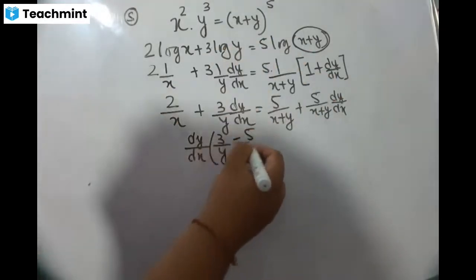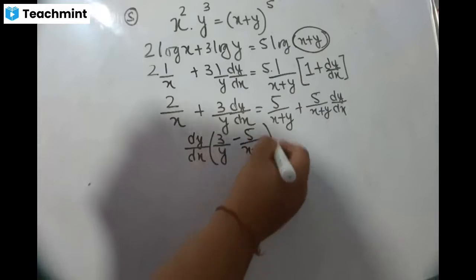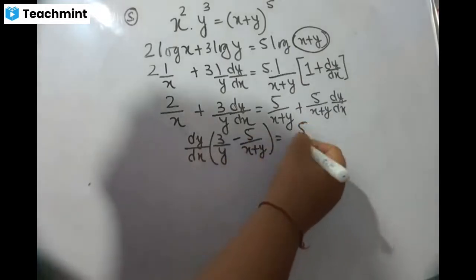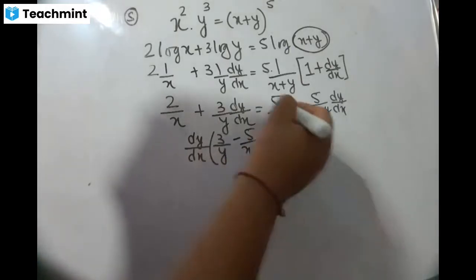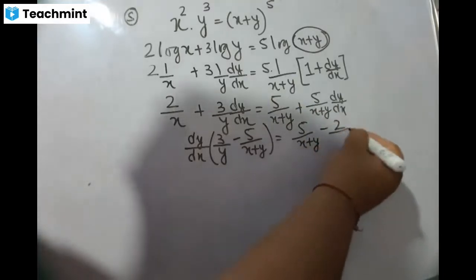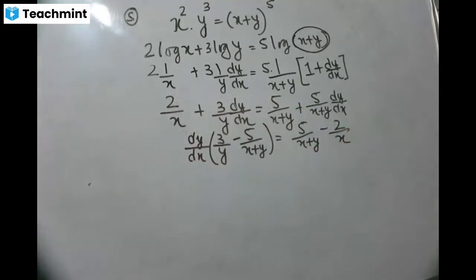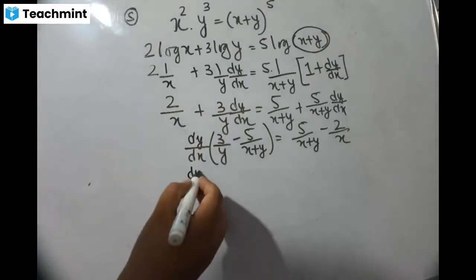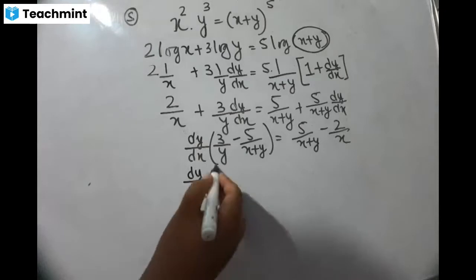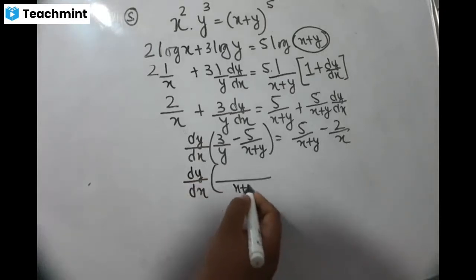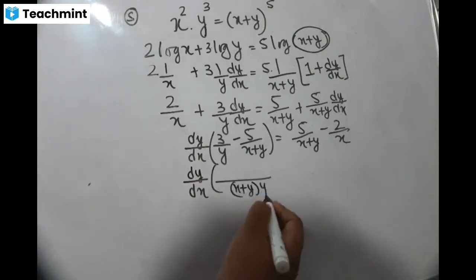So if I take dy by dx common, 3 by y was already on the left, so positive. But when you bring this one to the left, positive becomes negative. So it becomes 5 divided by x plus y equal to 5 divided by x plus y was already there. So minus 2 divided by x. Now you just need to simplify this by finding the LCM. So what is the LCM? Please tell me. dy by dx. The LCM is x plus y and y.